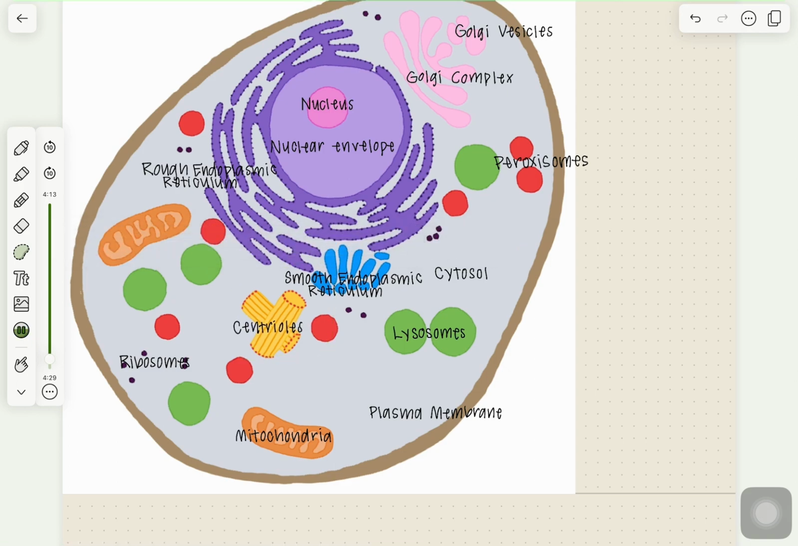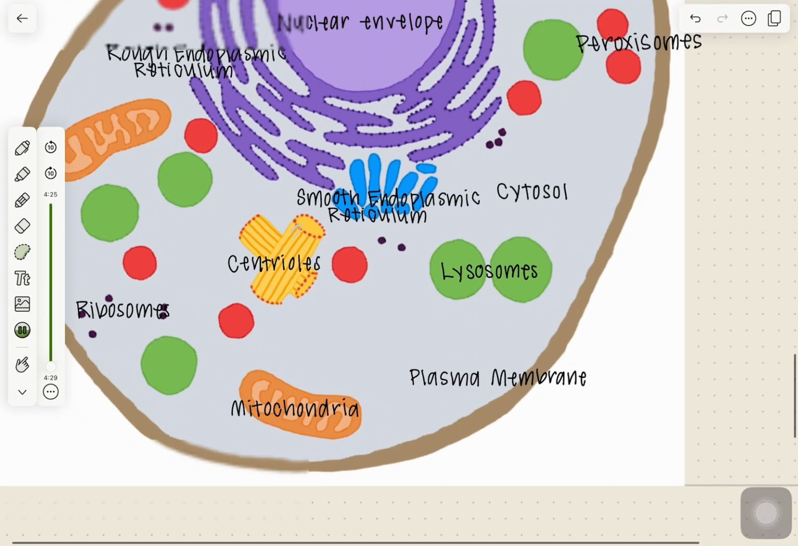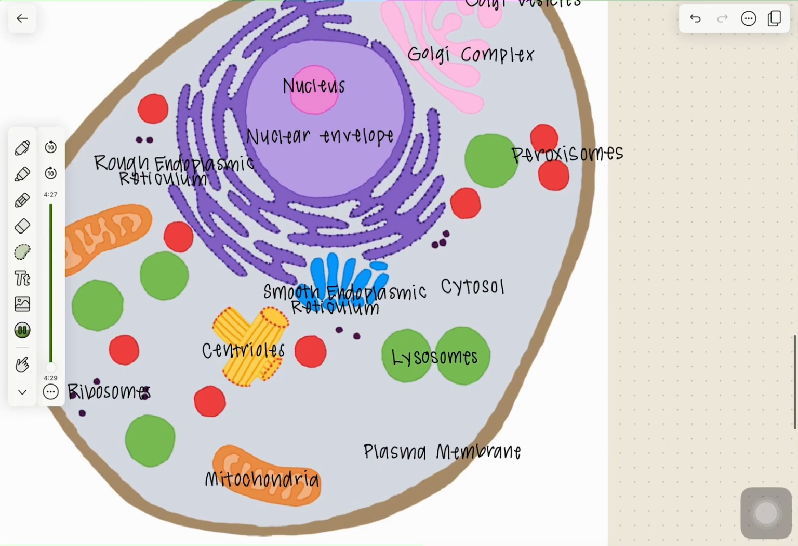From that, we have our last organelle, which is centrioles. They are paired organelles that are arranged perpendicular to each other. Each centriole contains numerous microtubules, and our microtubules are proteins that are responsible for moving and arranging the components within the cytosol during cell division.